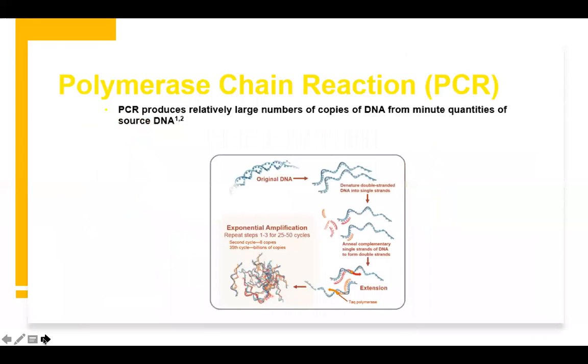PCR produces relatively large numbers of copies of DNA from minute quantities of source DNA. The original DNA is denatured into single strands. The next step is to anneal complementary single strands of DNA to form double strands. Then, with the help of Taq polymerase, extension is done. Then ultimately exponential amplification happens as the preceding steps are repeated.